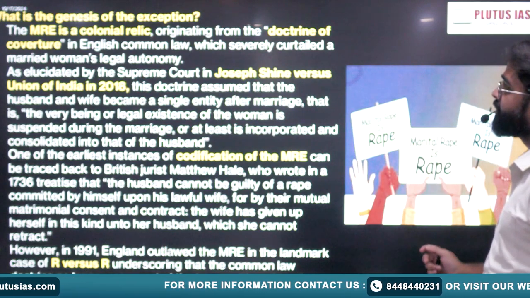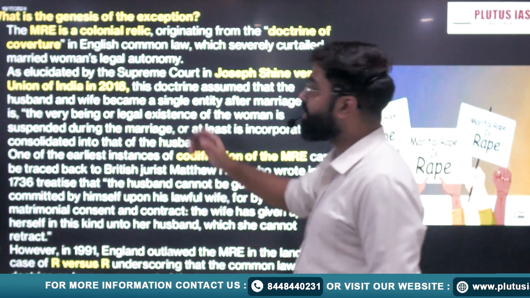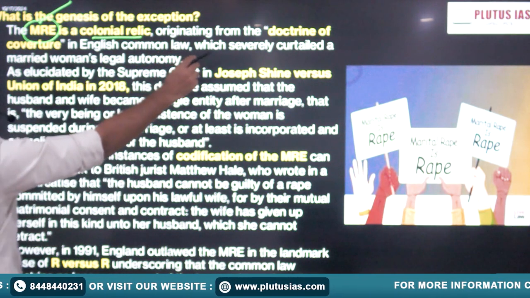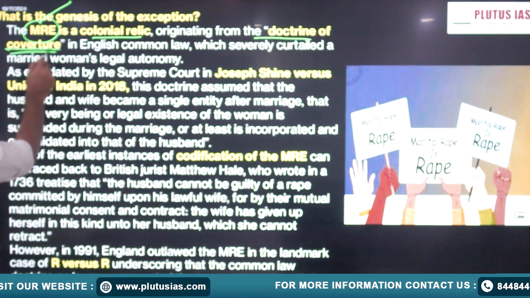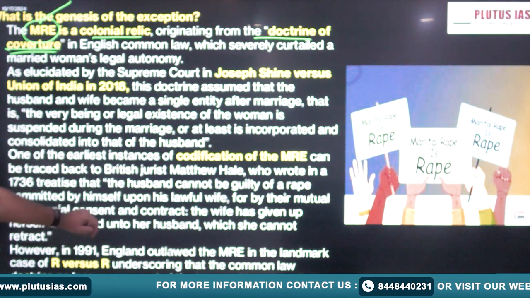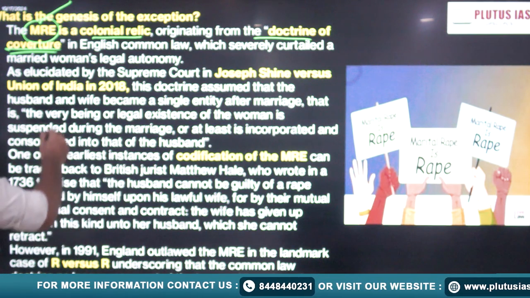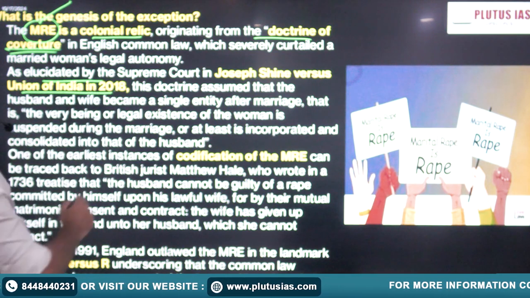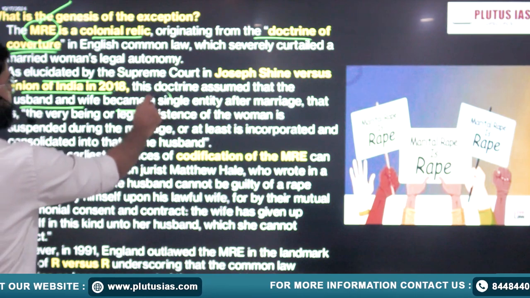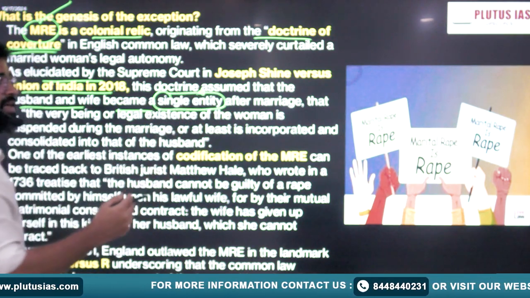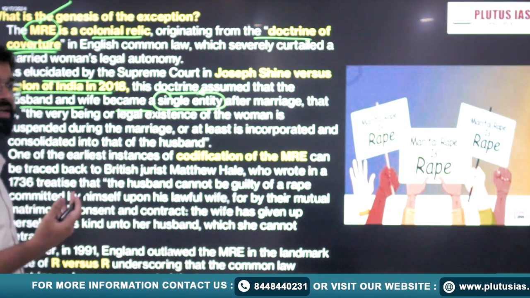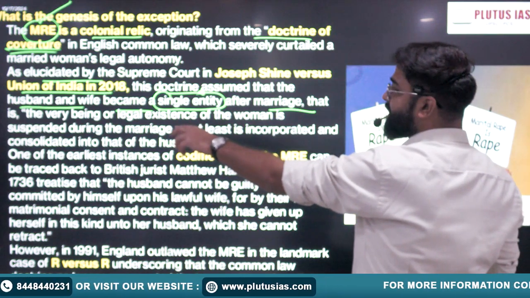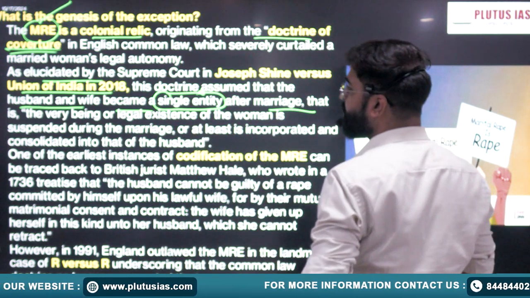What is the genesis of the exception? The marital rape exception, MRE, is a colonial relic originating from the doctrine of coverture in English common law, which severely curtailed a married woman's legal autonomy. Elucidated by the Supreme Court in Joseph Shine versus Union of India 2018, this doctrine assumed that husband and wife became a single entity. Ye romanticize karna theek lagta hai, but in terms of legality it is not a good idea. So it is a single entity after marriage, that is, the very being or legal existence of the woman is suspended.